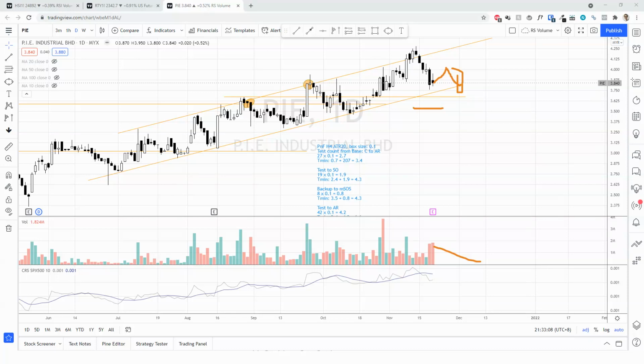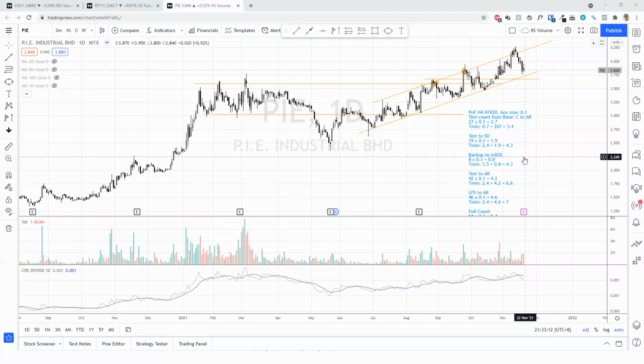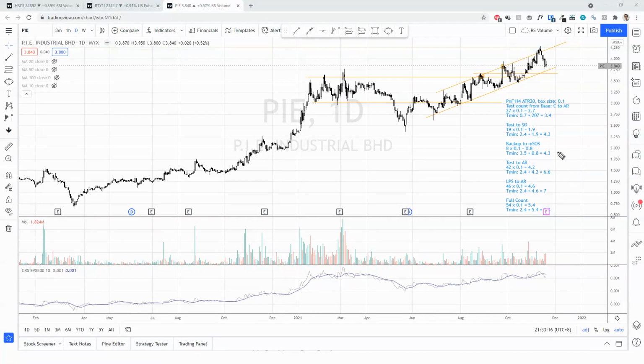Or even if you want to hold it for the long term, last time I had the projection with the point and figure. So that's a number. It's still there. I think it's still achievable based on the nice structure and also the price action.